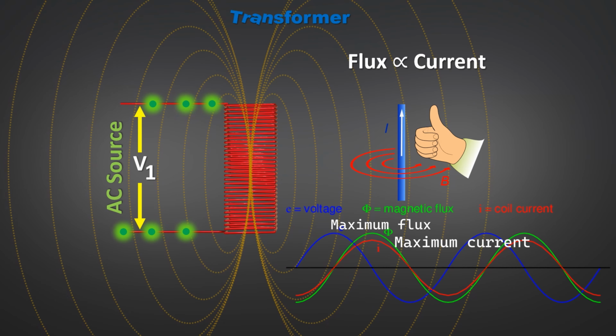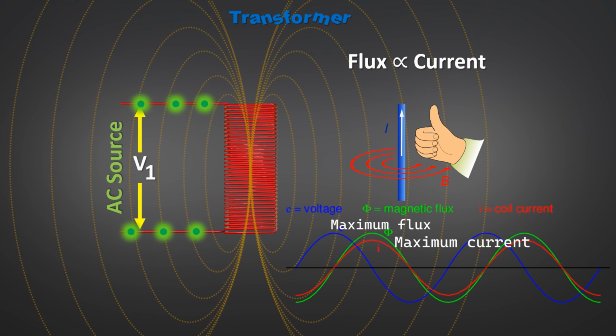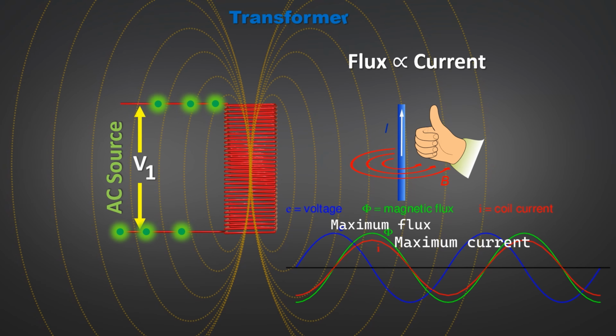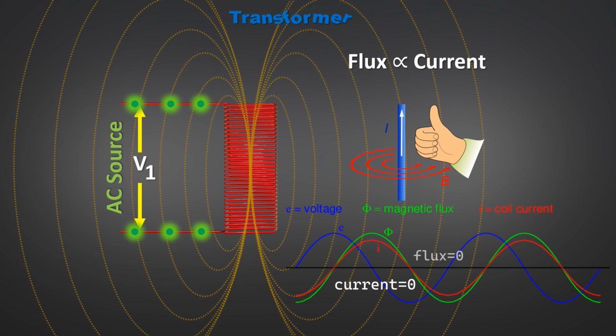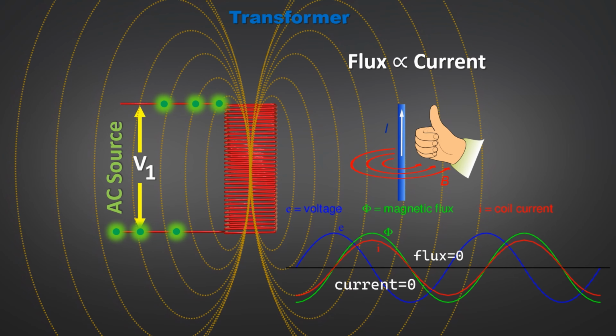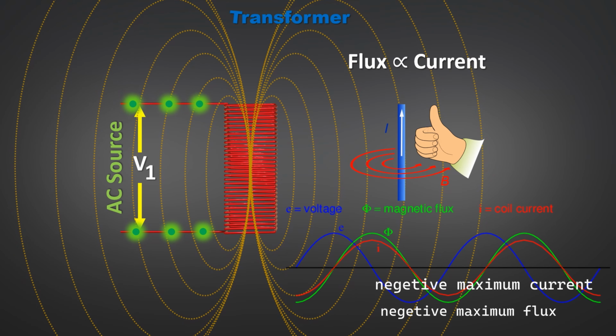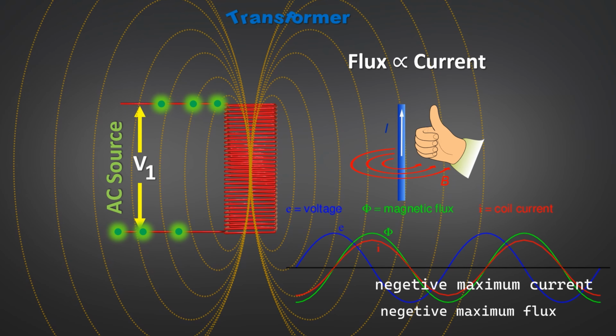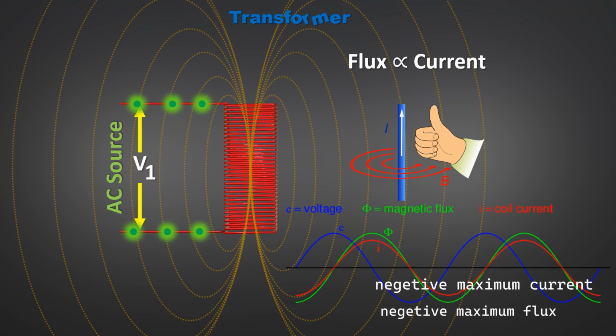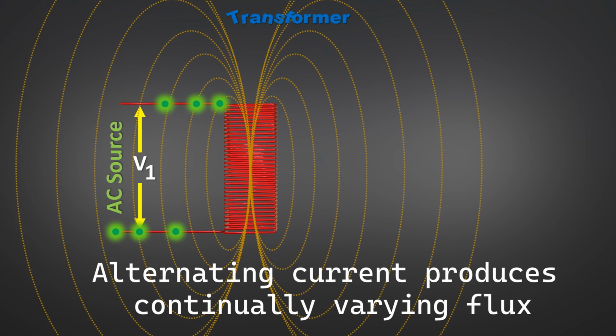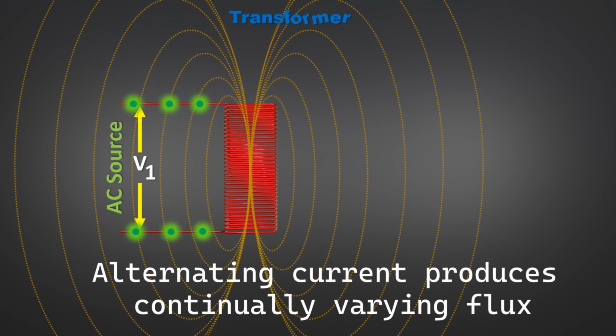Thus, flux becomes maximum in magnitude when current reaches its maximum for one cycle of the alternating current wave. The flux becomes zero when current in the coil crosses the zero axis. Again, for the next half cycle, the flux becomes maximum but in the opposite direction when current reaches its reverse maxima. In this way, alternating current produces continuously varying flux surrounding the winding.